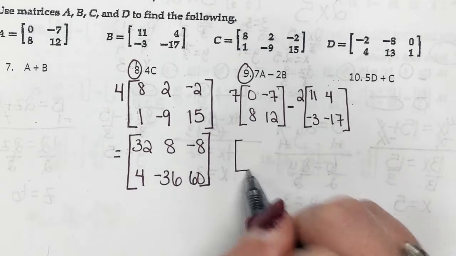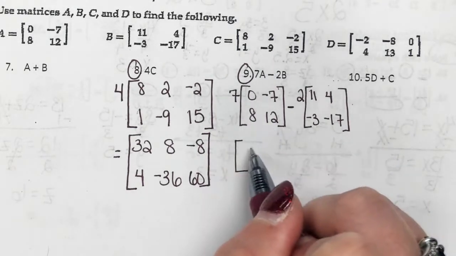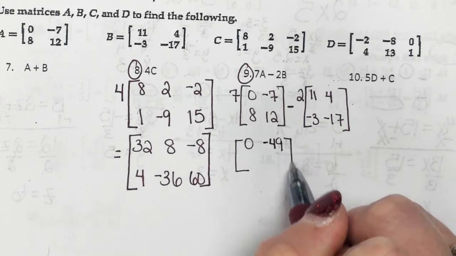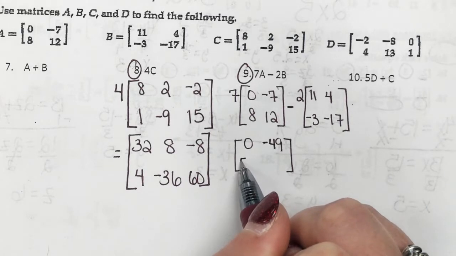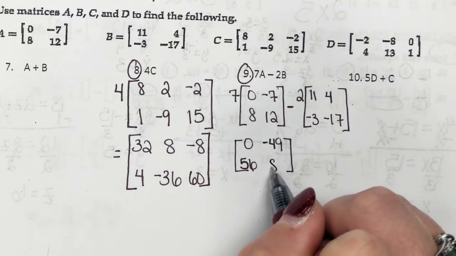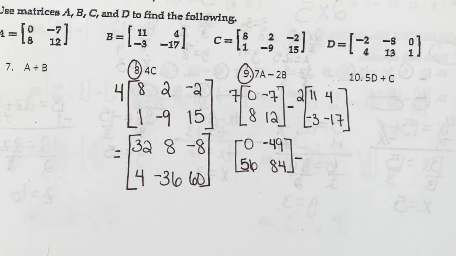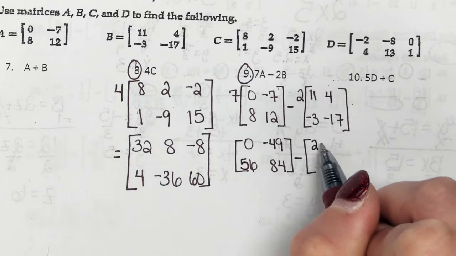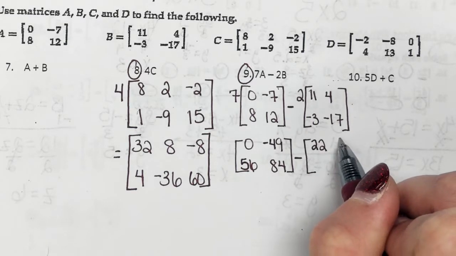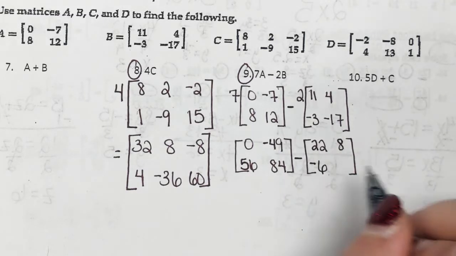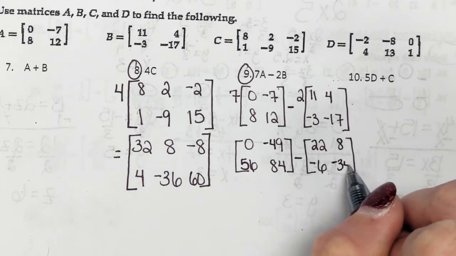All right, so let's do this together. What's 7 times 0? 0. What's 7 times negative 7? Negative 49. What's 7 times 8? 56. And what's 7 times 12? 84. There you go. Then we're not going to multiply by negative 2. We're going to multiply by positive 2. So what's 2 times 11? 22. What's 2 times 4? 8. 2 times negative 3? Yeah. And 2 times negative 17. Perfect.